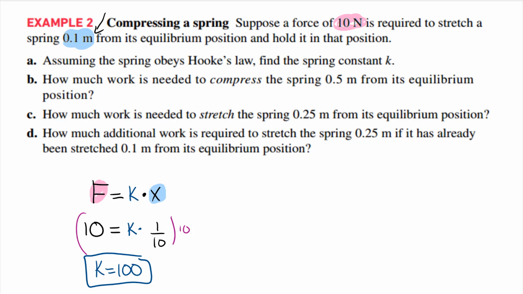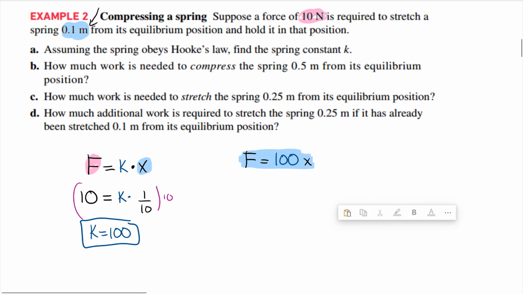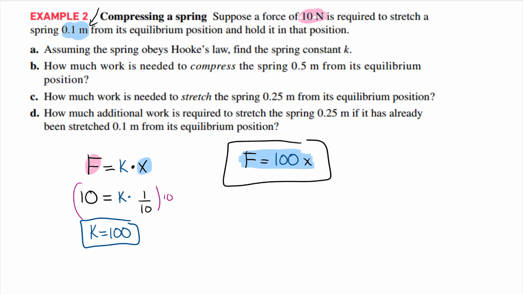Cool. We need that. That's always going to be our first step because we don't want force is equal to k times x. We want the spring constant. So the force is equal to 100x. We need this in order for us to solve any other problems. Okay. So that was part A. Now let's talk about part B. We just needed that for us to do the rest. So let's do part B.